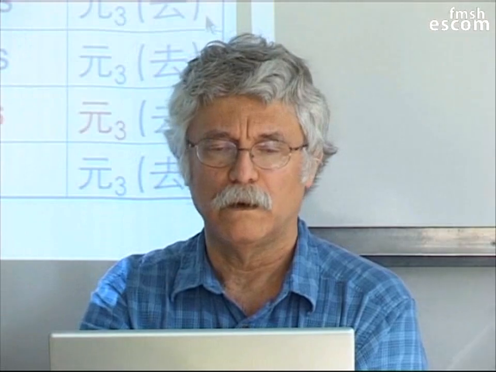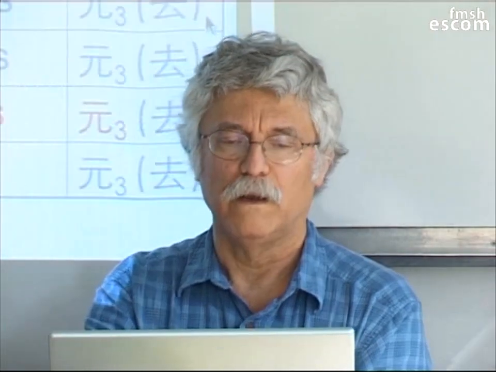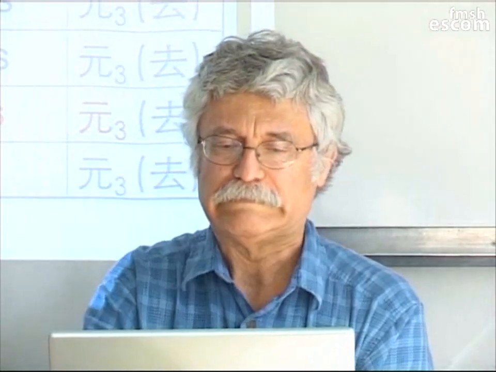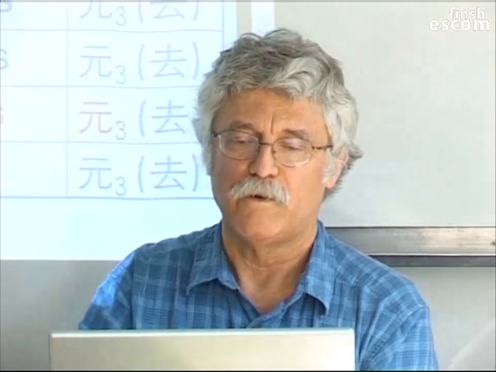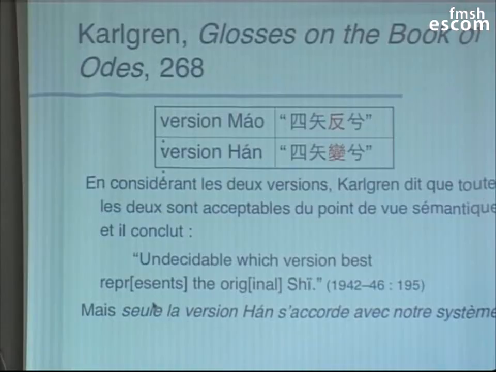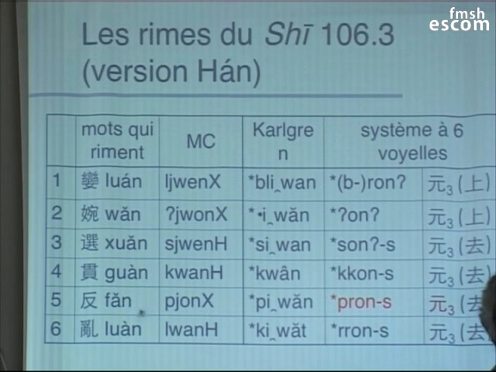Now why did I get that? Oh yeah. This is supposed to be changed to bian here. I can't do it. Anyway, pretend that this says bian over here. The point is that bian has to be reconstructed with on because of the phonetic element used to write it and because of its rhymes. So if we had to choose between fan and bian, bian is consistent with our reconstruction and fan is not. Okay.